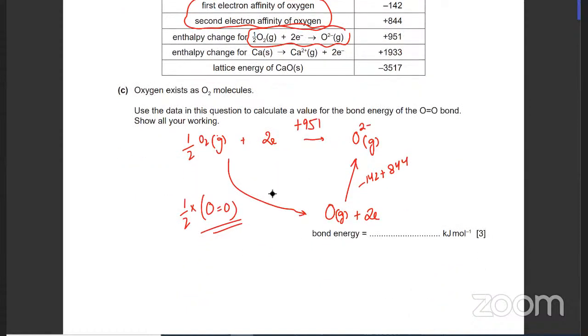So one path is equal to the other path. That's your one path, that's your other path. So that means 951 is basically equal to half into X. Oxygen double bond oxygen bond energy is X, and then it's minus 142 plus 844. So one path is equal to the other path, so we just solve this.